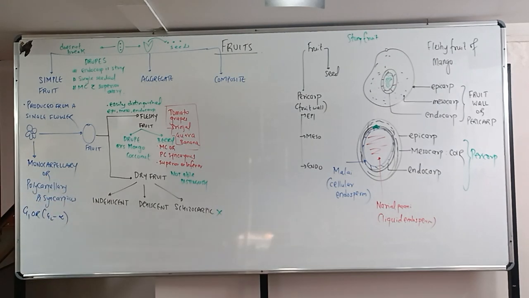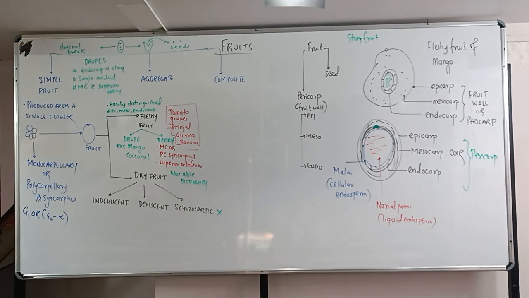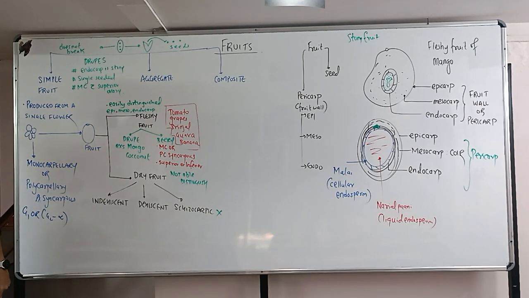What do you mean by dehiscent? The fruit wall will break and the seeds will be released out. That will be called dehiscent. The fruit wall does not break, it is called indehiscent. Okay. In the schizocarpic fruit, the entire fruit gets broken down into smaller parts, which are smaller carps. So what are the different examples that are given for indehiscent?